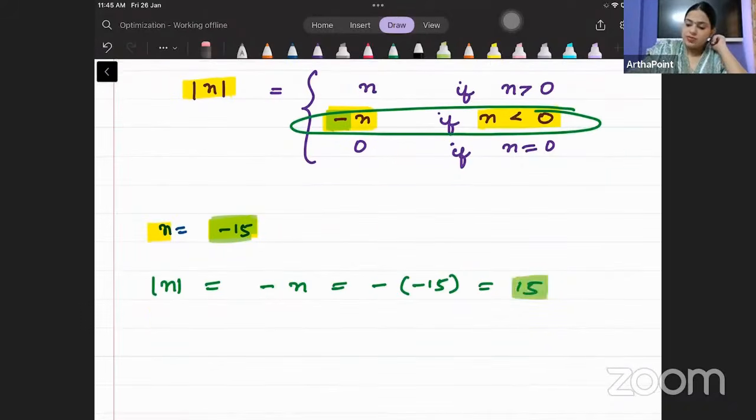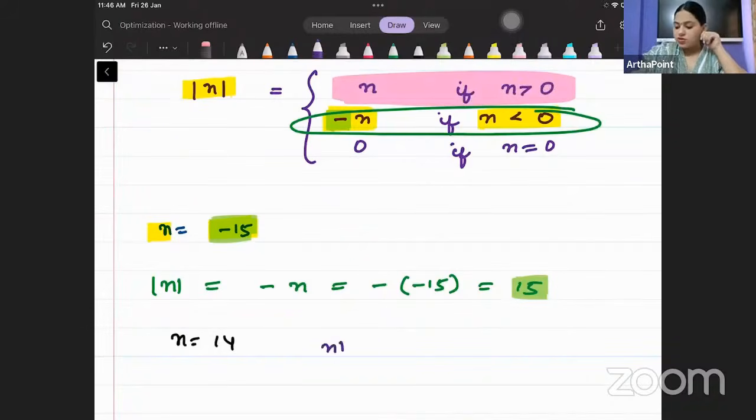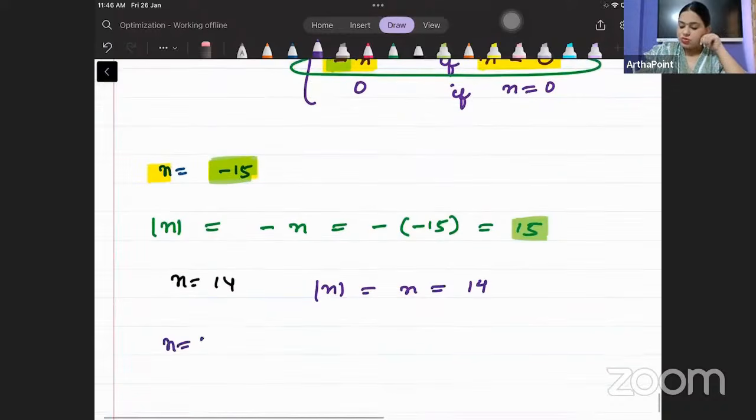राइट बेटा? सपोज आई टेल यू n is 14. तो बेटा what rule will be applied? This. That if n is positive then you write n as it is. तो बेटा mod of n क्या हो जाएगा? n, that means 14. क्लियर हुआ? बेटा if I tell you n is 0, so mod of n क्या हो जाएगा? 0. These are the rules that you have.